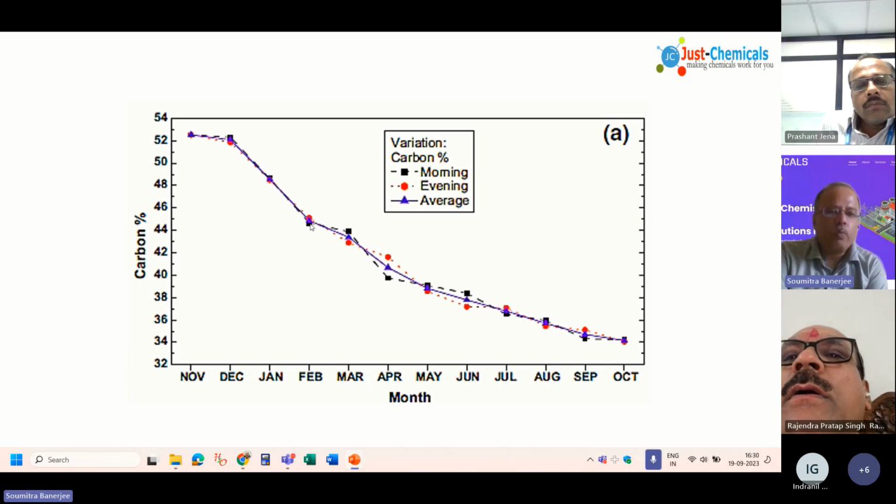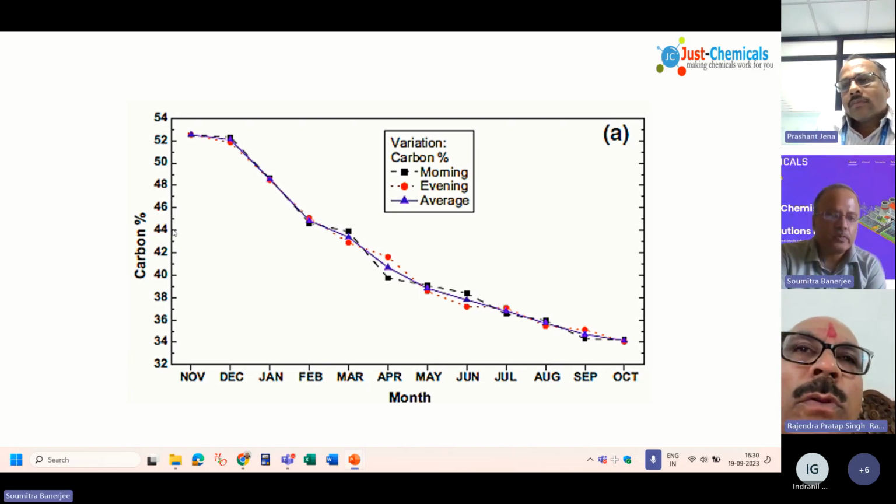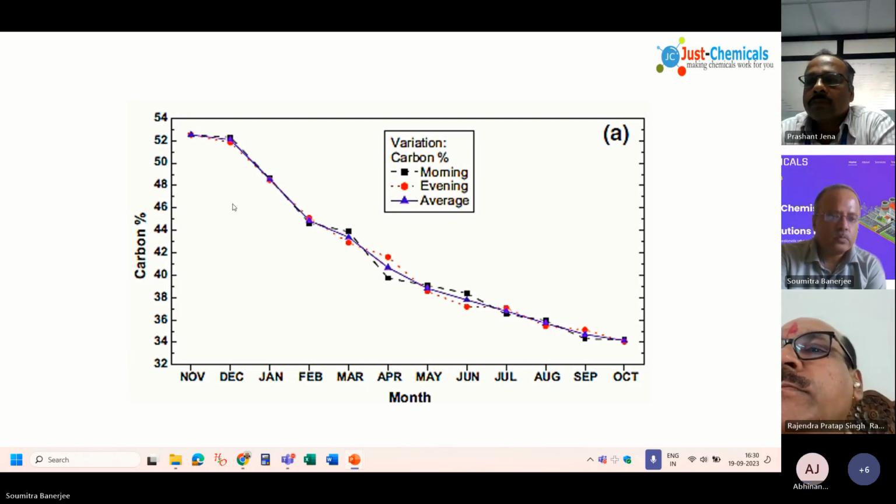Now, may I know how much Jubilant is keeping coal for how many months with them at different power stations? Around 5 to 6 months. So from this, 1, 2, 3, 4, 5, 6.